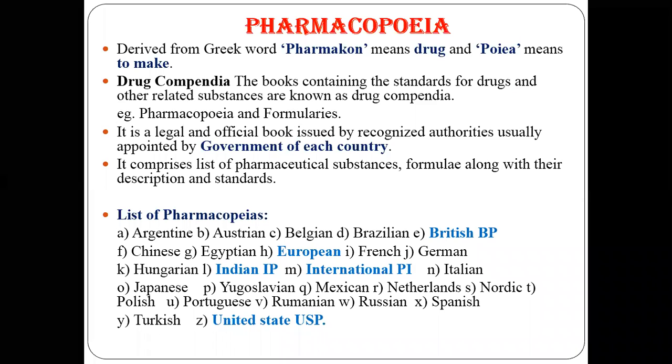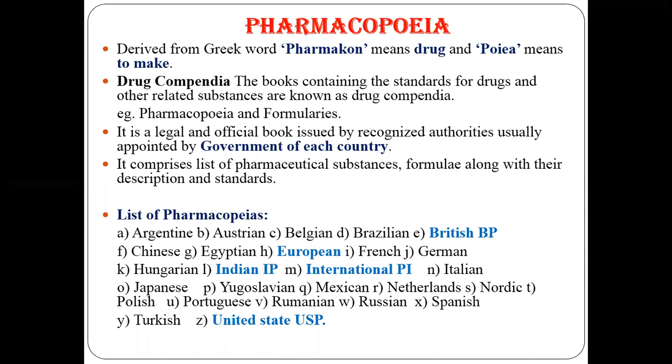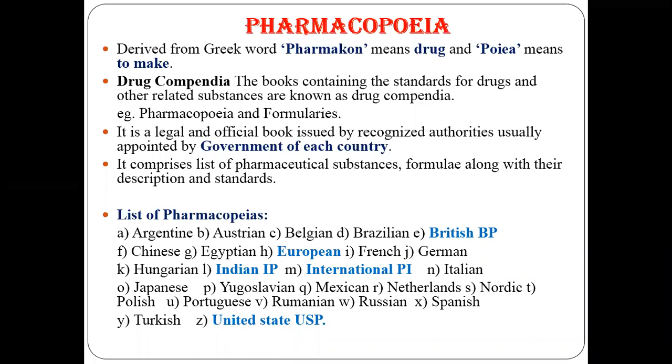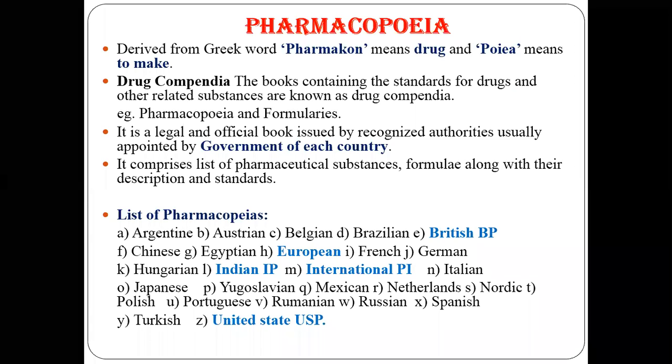Drug compendia is one official book, legally prepared by every country, and it is issued by the recognized authorities or the government of that country. It contains the list of various drugs, various pharmaceutical substances, various formulas for the preparation of dosage forms, and their standards. So this is the content of drug compendia. I have told you the examples are pharmacopoeia and formularies.